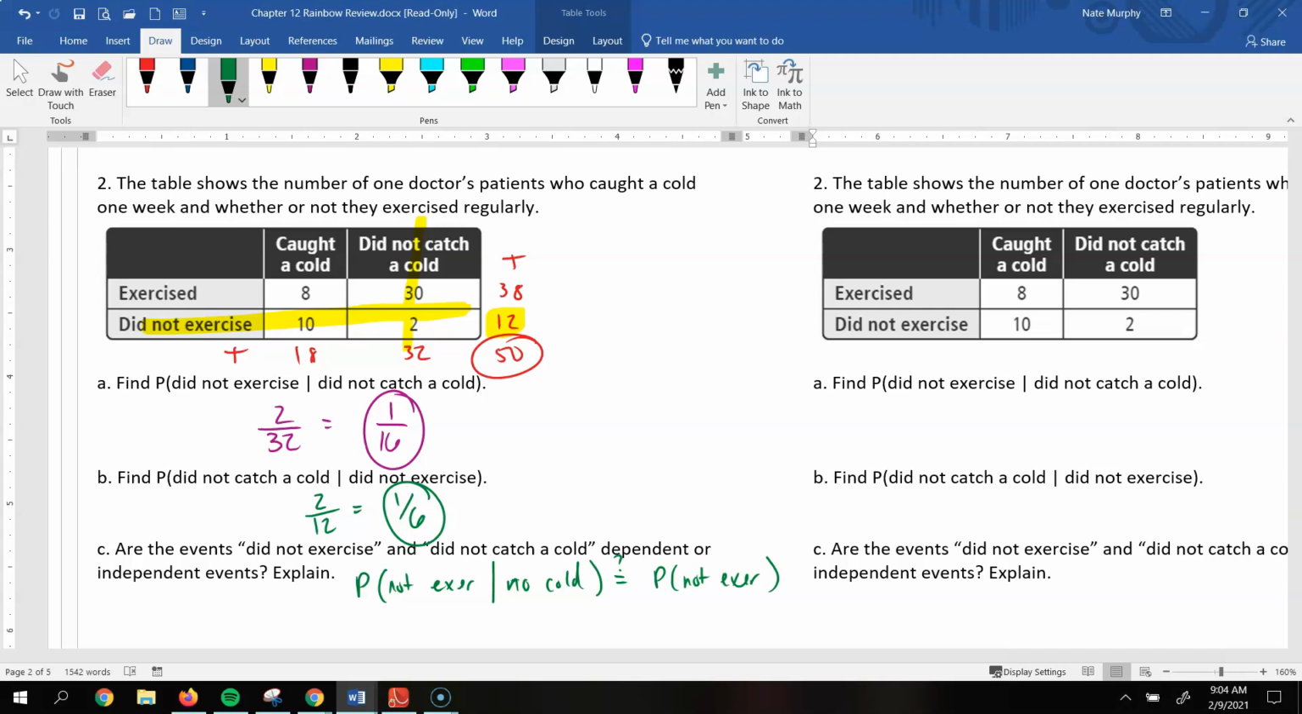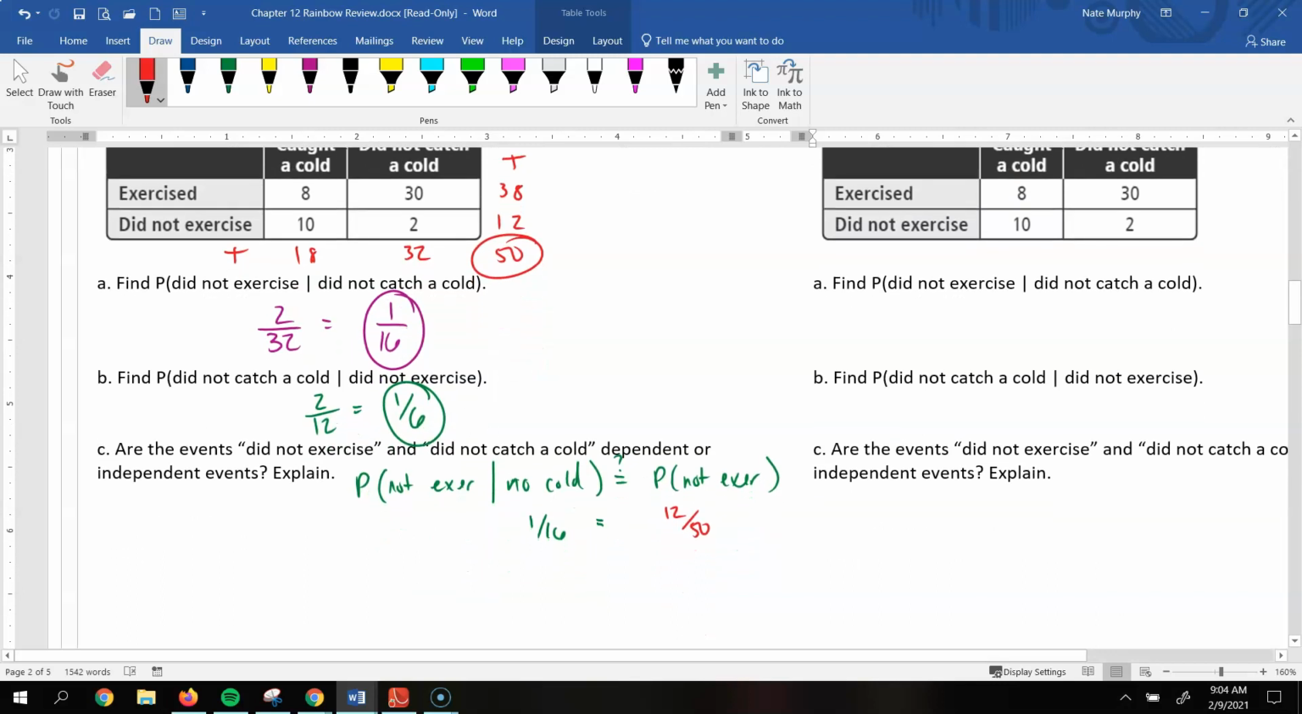We already know the probability that they did not exercise given they did not catch a cold. That's what we did in part A. So we have a 1/16th chance of that happening. Now let's find the probability that they did not exercise. There were 12 patients that did not exercise out of a total of 50. If I reduce that, 2 goes into both of those, so that would reduce to 6 over 25. That clearly does not equal 1/16th. So these would be dependent events.